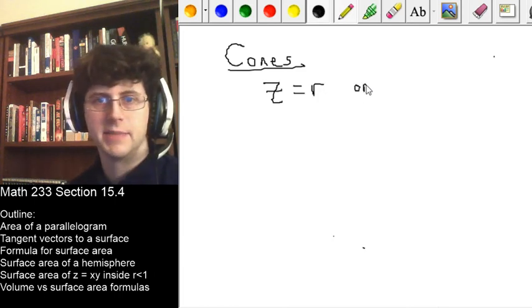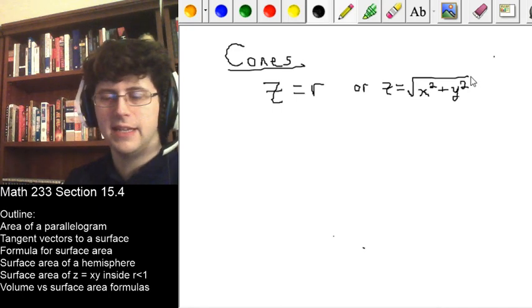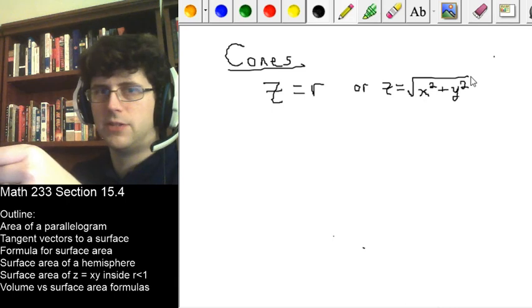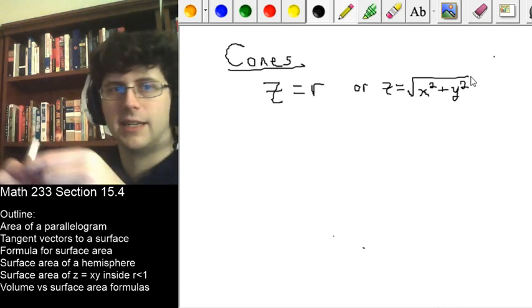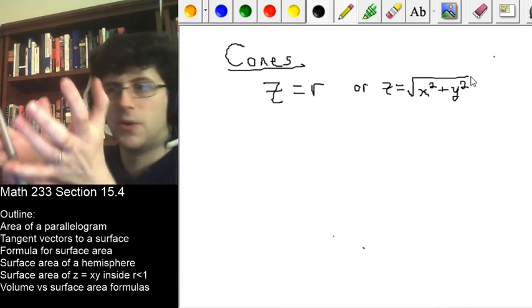This is the same thing as z equals square root x squared plus y squared. This makes a cone where every time you go out from the origin by some amount, say you go out by 2, that means you go up by 2. That's what z equals r tells you. It says however far out you go, that's how far up you go. That's exactly how you would make a cone.